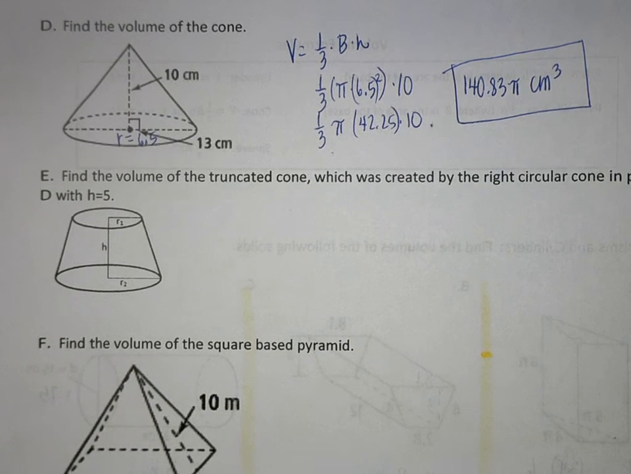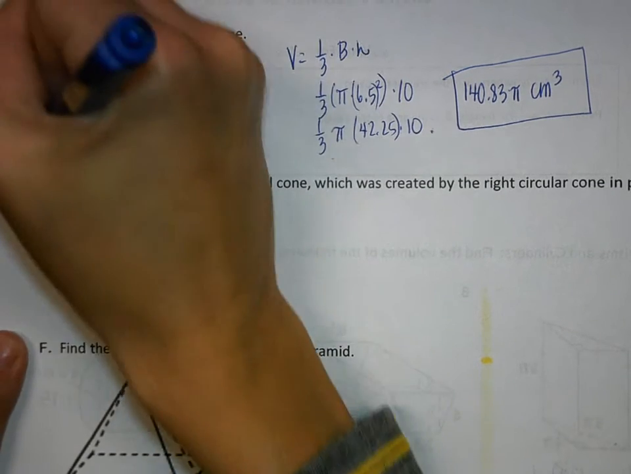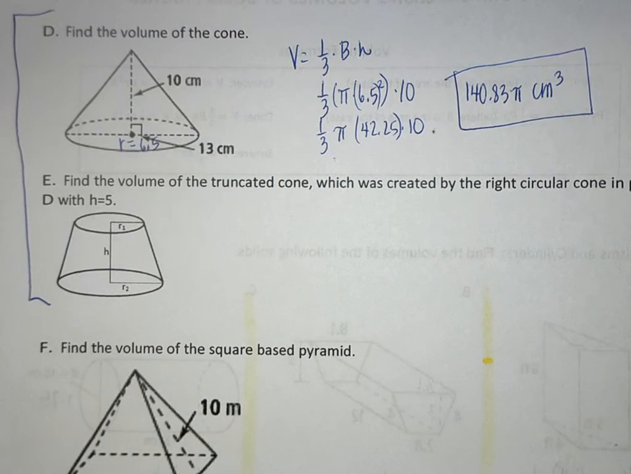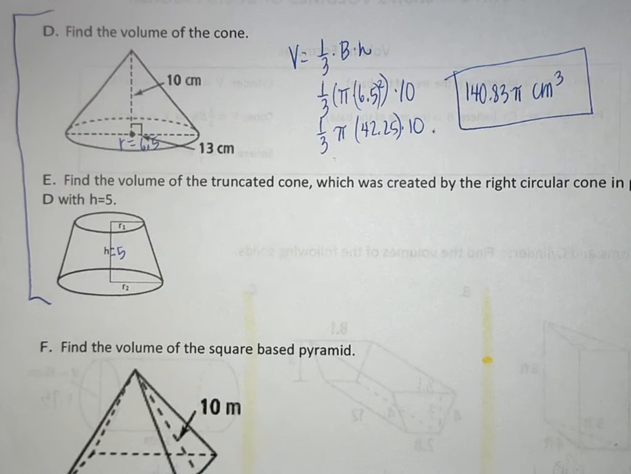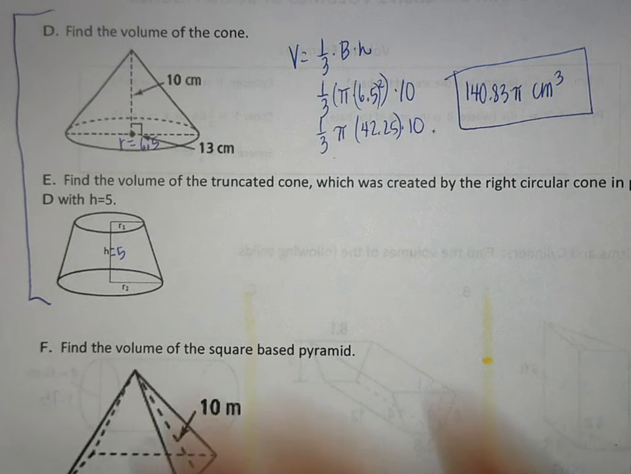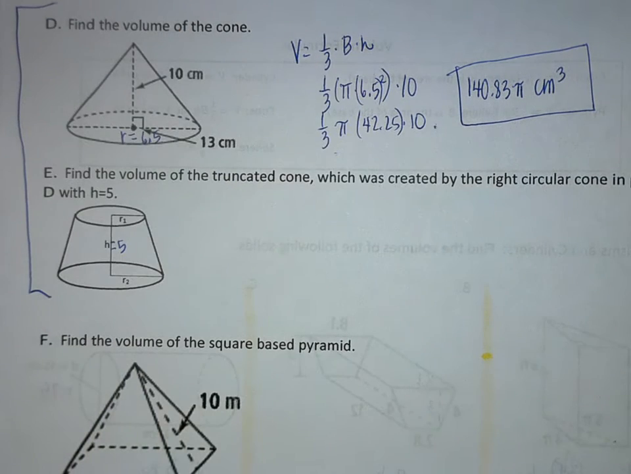Okay, now in E, and just so you know, D and E end up going together. E says, find the volume of the truncated cone, which was created by the right circular cone in part D with a height of 5. So they're saying right here, this h is 5. So they've taken this cone right here, and they've cut off the top, and they want to know, what's left? What do you think we could do in order to figure that out? We could find the volume of the top little part and subtract it.